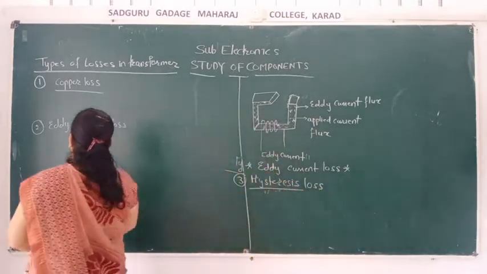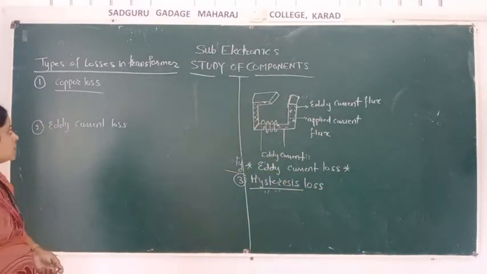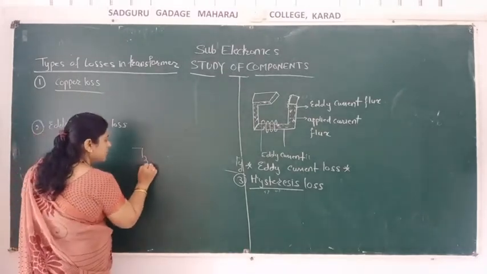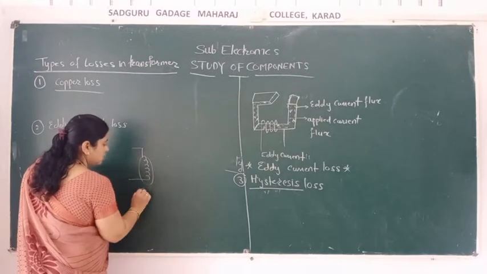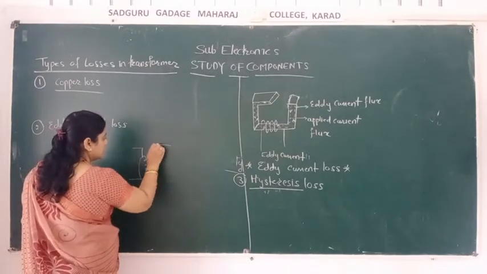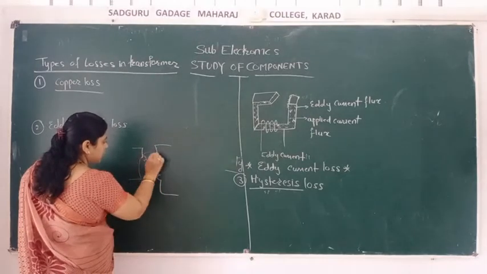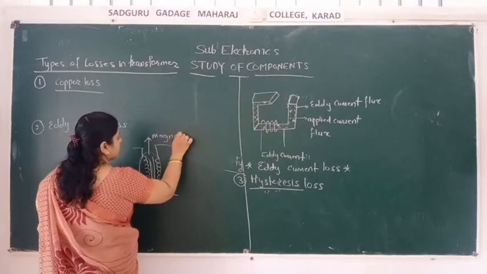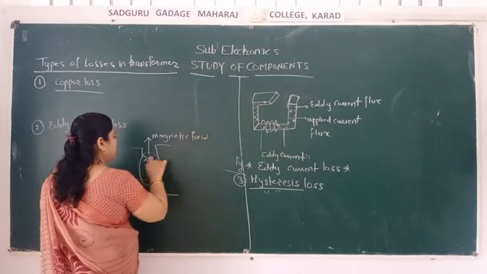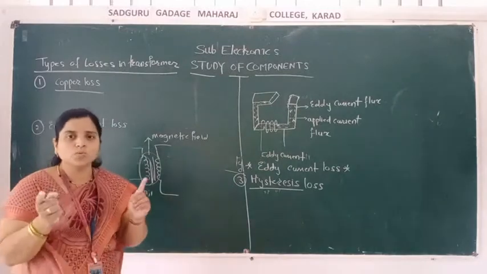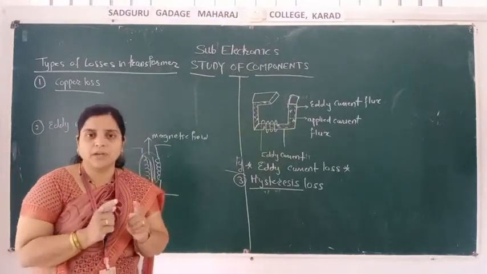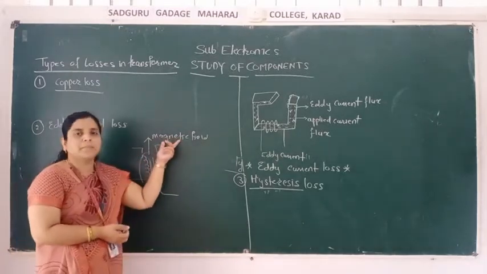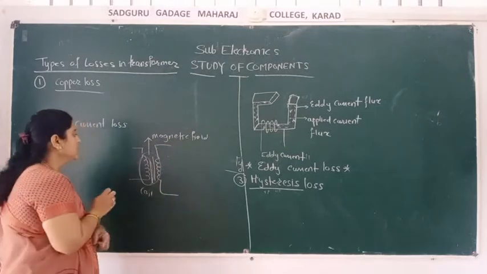What happens in the copper loss? You know the transformer is made up of what? A coil. Here a magnetic field is produced between these two coils. The primary number of turns and the secondary number of turns are not directly connected. They are connected with the help of this magnetic field. AC voltage is given.